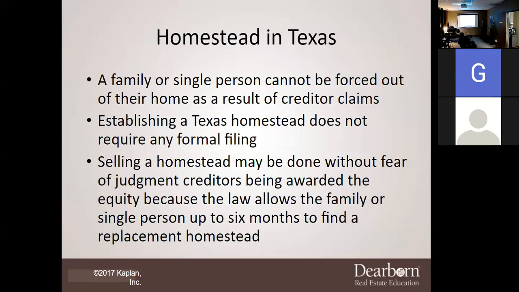Again, selling a homestead may be done without fear of judgment creditors being awarded the equity, because the law allows the family or person up to 6 months to replace your homestead. So Wyatt, going back to your situation, Wyatt ends up in this particular situation. You sell your house in June. But here's the thing. In June, you sell your house, Wyatt, and you say, you know what, I'm actually going to go out of the country for a trip, and I'm not really going to start looking for 2 or 3 months when I get back, okay? As long as you have purchased a home within 6 months, you're covered. You see what I'm saying?